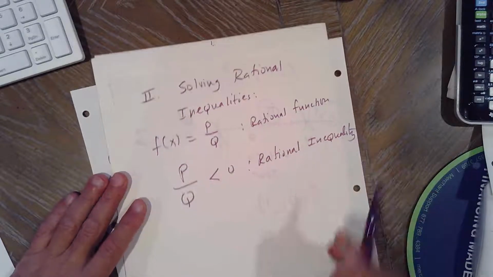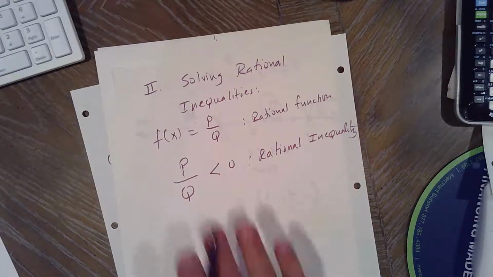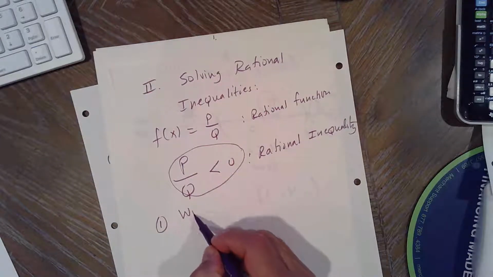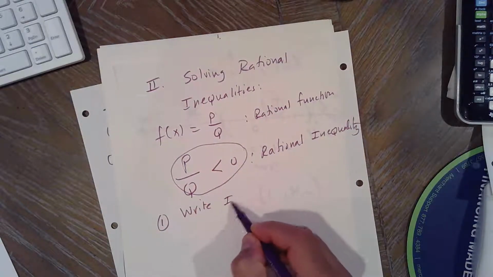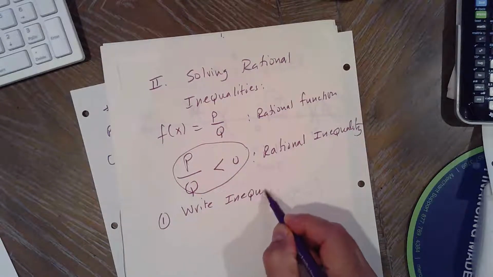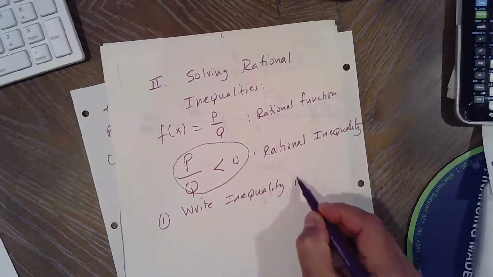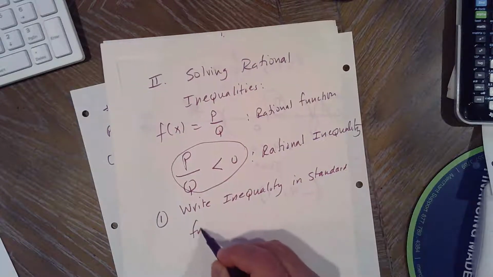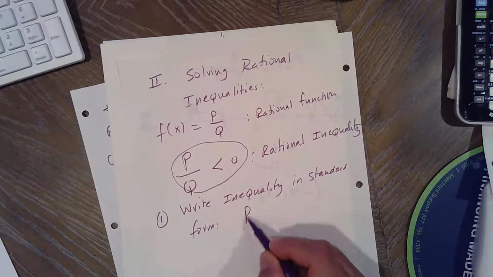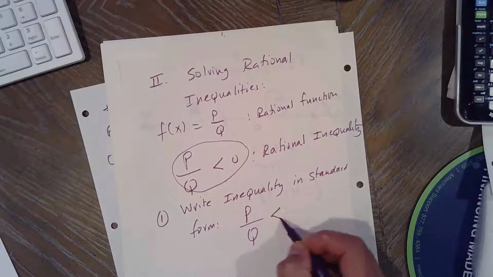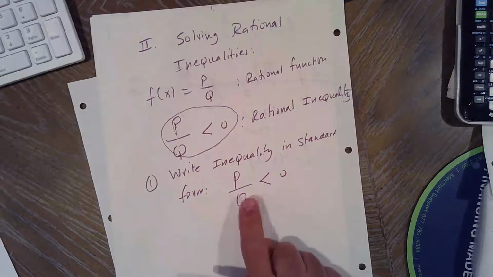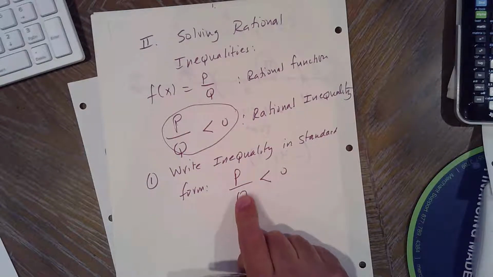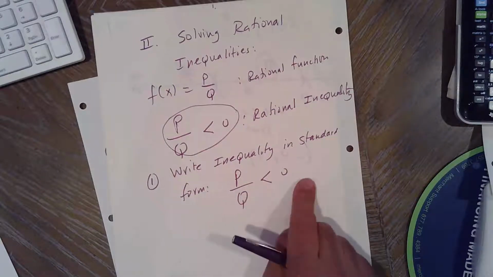We always have to have the inequality in standard form. So the first step is to write the inequality in standard form, which means you have to have a single fraction on the left side and 0 on the right side. One fraction on the left side, 0 on the right side. One fraction, 0.